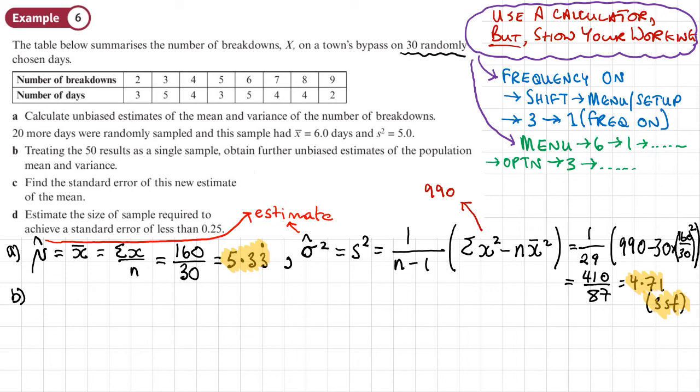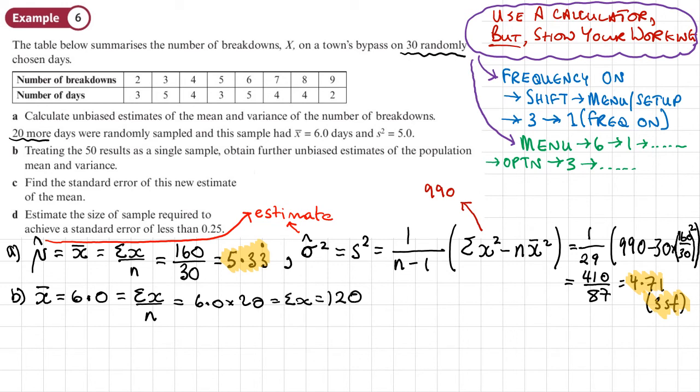So we know that x bar for the 20 days was 6.0. And we know that the way that we find x bar is the sum of x over n. Now we want to work out what the sum of x is. So if we do n, which is 20 days, so if we do 6.0 times 20, we'll get this sum of x for these 20 days. So that's going to be 120.